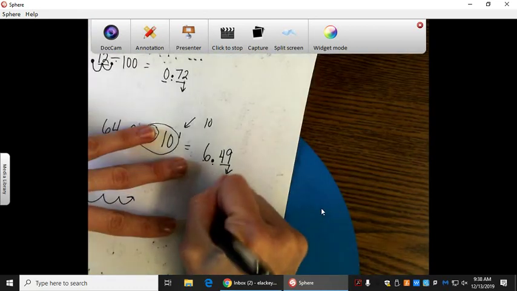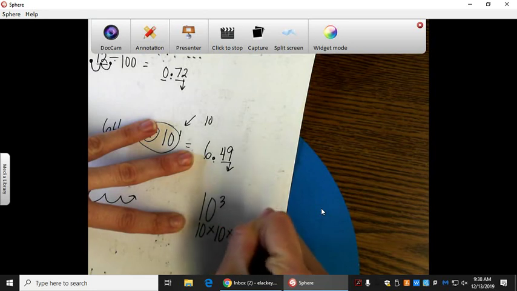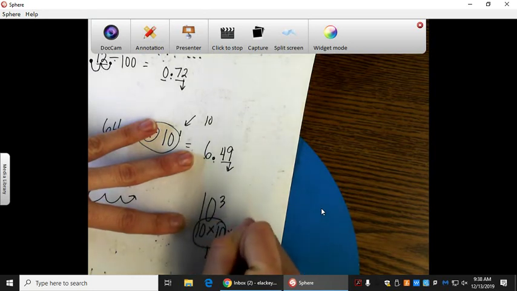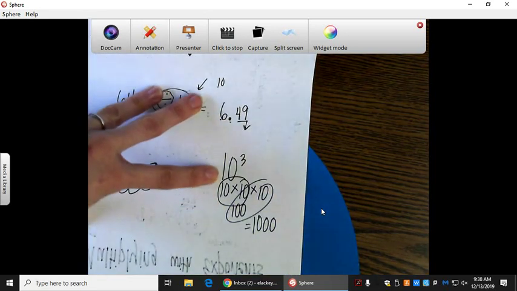If it says 10 to the third, write it out if you need to. That means 10 times 10 times 10. 10 times 10 is 100, times 10 is 1,000. So don't rush through. Make it make sense for you. Okay? Good luck with your check-in.